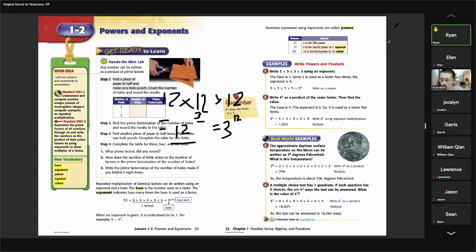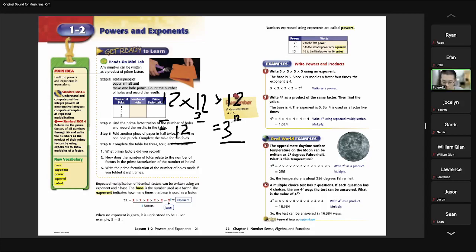Because the base number is the original number, which is 12 times 12 times 12. 12 is the original number, which is the base number. So 12 is the big number, which is the base. And the little number tells you how many 12s there are. There are three 12s, so you just write 3. It is only being multiplied 3 times.